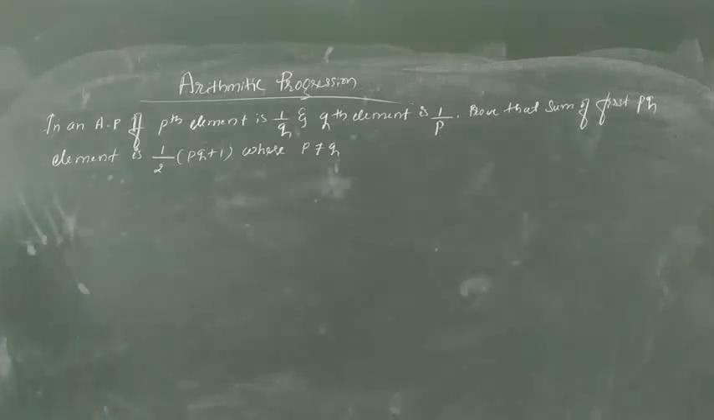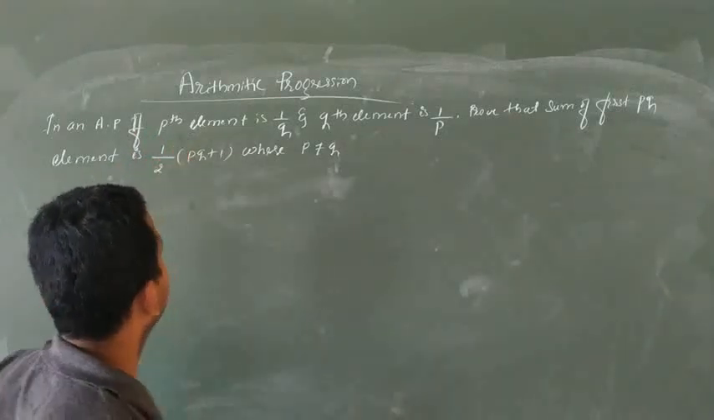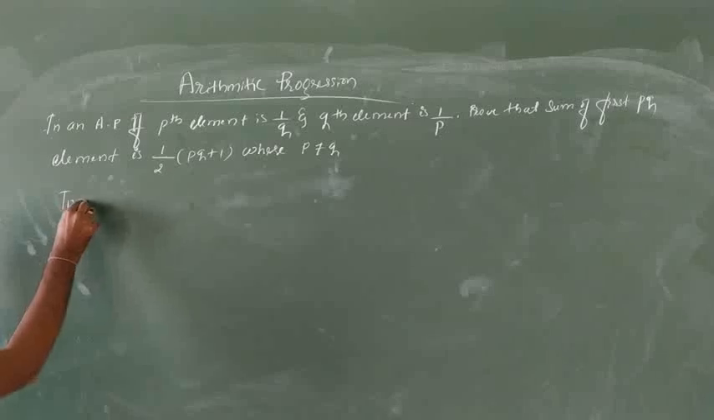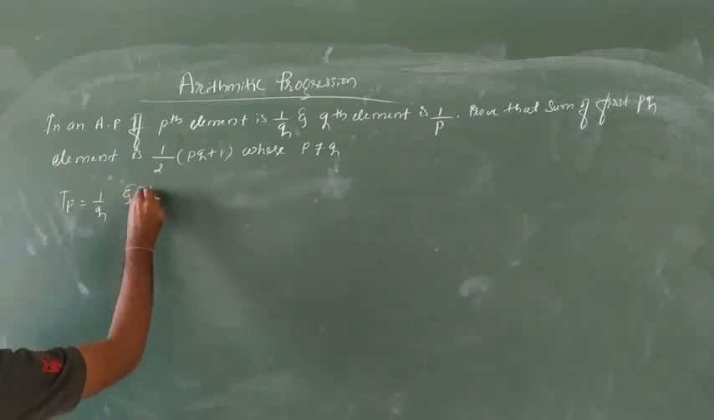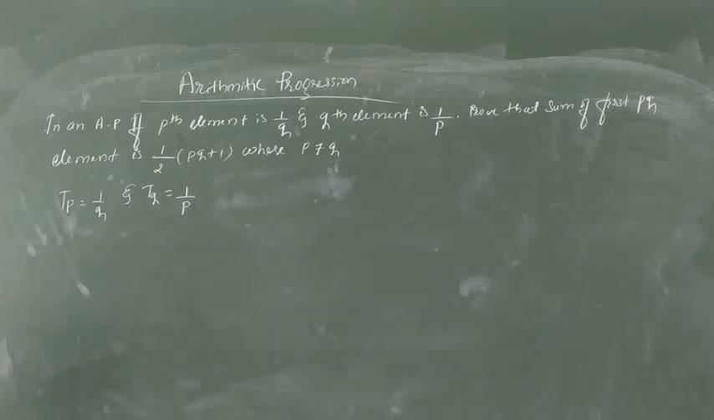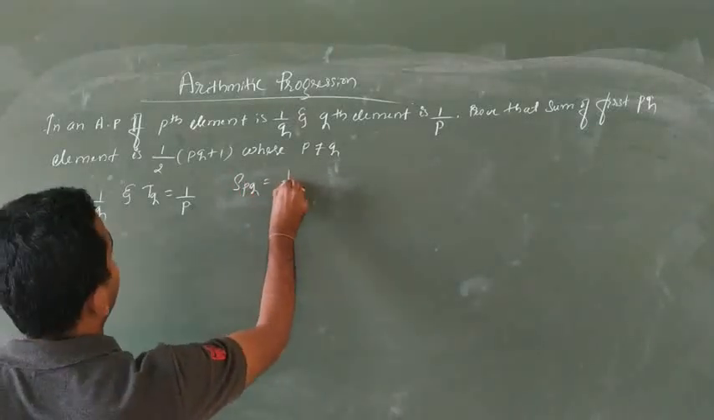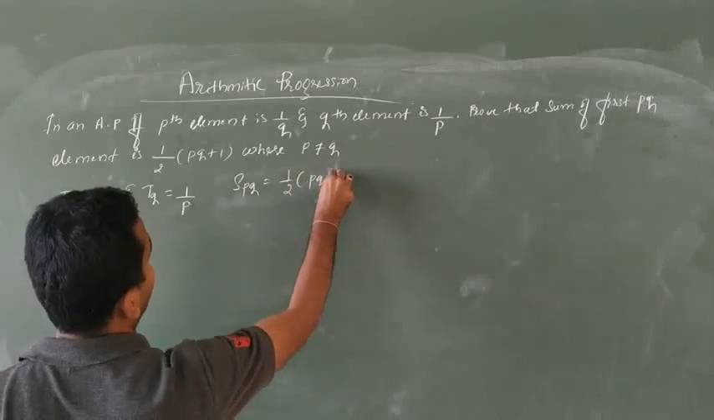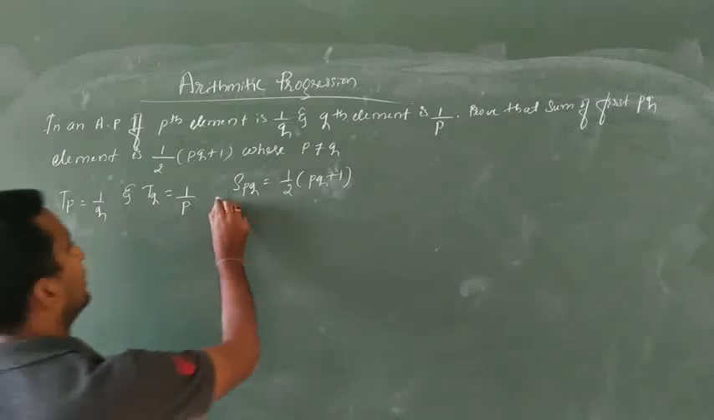Okay, so in this example what we are given, the pth element in an AP, like the nth element, we take the pth element, that is TP. TP is 1 by Q, and the qth element, that is TQ, is 1 by P. We have to prove that the sum of first PQ, that is SPQ, is 1 by 2 (PQ plus 1). We have to prove this condition, that is the sum of PQ.